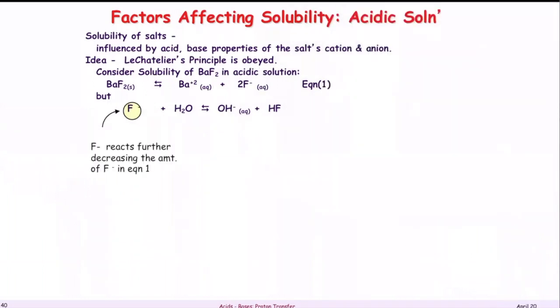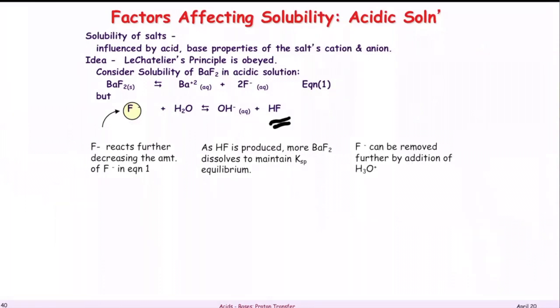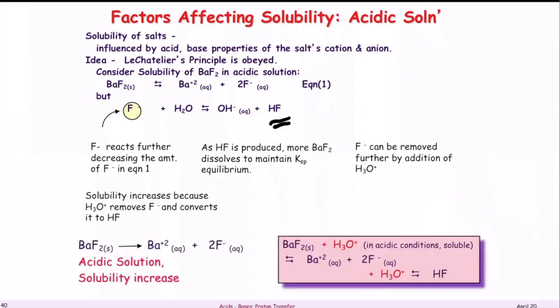So fluoride reacts further, decreasing the amount of F minus by equation 1. As HF is produced, see how HF is produced here, more barium fluoride dissolves to maintain the KSP, to maintain the equilibrium constant. F minus can be removed further by addition of an acid. And therefore, you can increase the solubility of this particular salt by introducing acid.